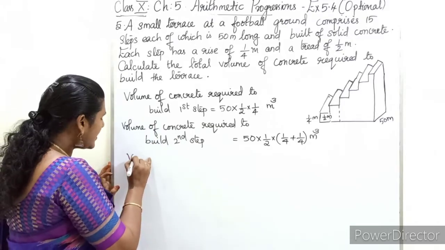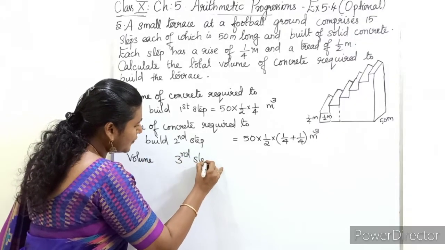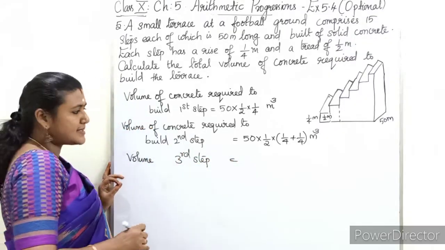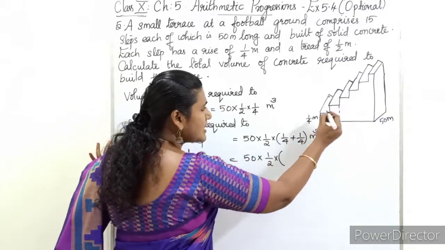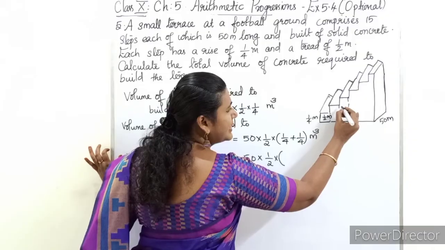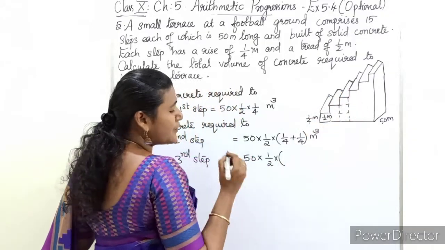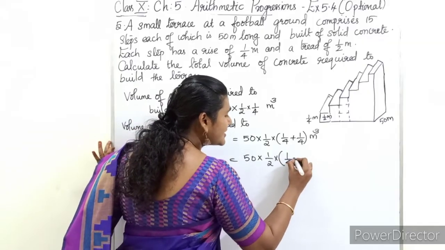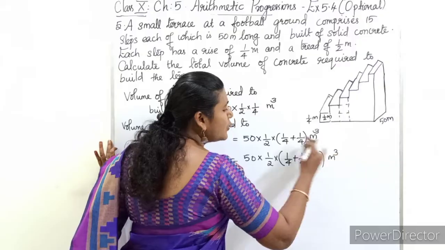Similarly, what is the volume required for constructing the third step? Volume of concrete required to construct the third step is 50 into 1 by 2 into, for the third step, what will be the height? 1 by 4 plus 1 by 4 plus 1 by 4. So we have to add 1 by 4 three times.